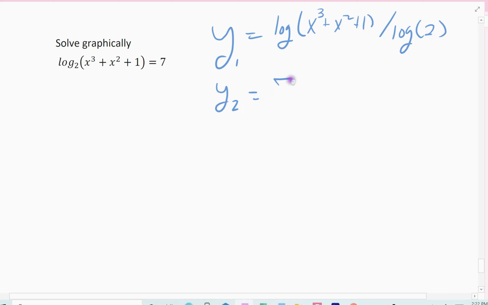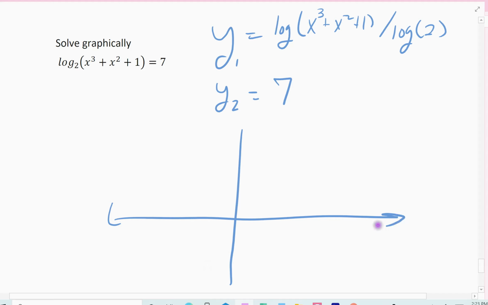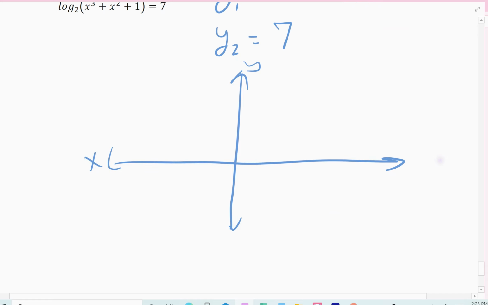In y2, I'm going to plug the 7 in. So that's going to be a flat line. So type it in. Log of x cubed, in parentheses, x cubed plus x squared plus 1, divide by the log of the base, the log 2. Alright, and then hit graph. It does take a little while, because again, the calculator has issues with logarithms sometimes, and the calculator is a bit flawed, although the part that's flawed doesn't matter as much. So a standard 10 by 10 window should work fine.